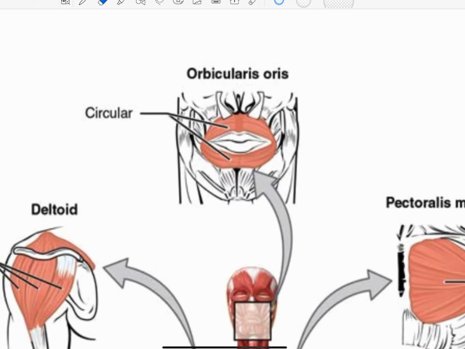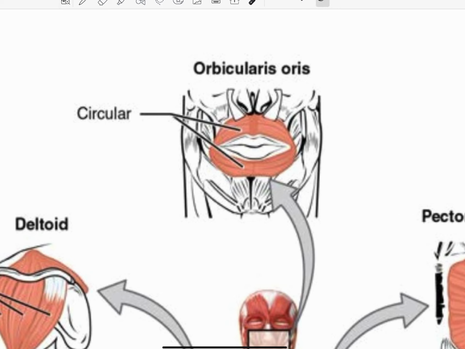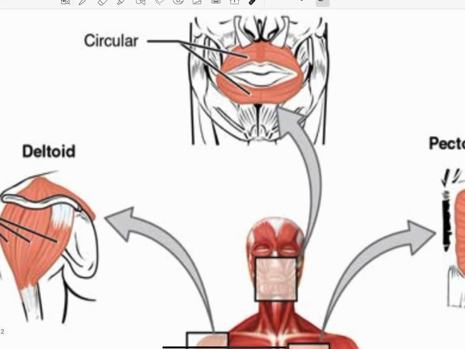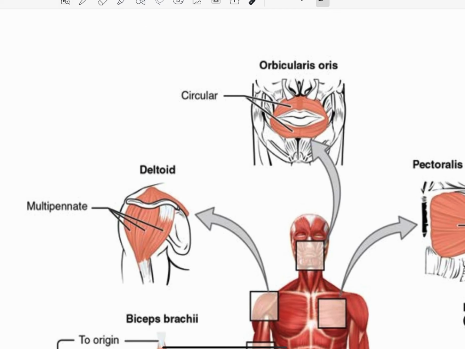Let's go to one of the most unique ones, which would be the circular. There are two actually up in the face. There is one that goes around the mouth, and this is the orbicularis oris. Oris for an orator, someone who speaks. And there's another one you can actually see here. It goes around the eyes, and that's orbicularis oculi. So that is a type of circular, because all the fascicles are going around in a circle, as we can see here.